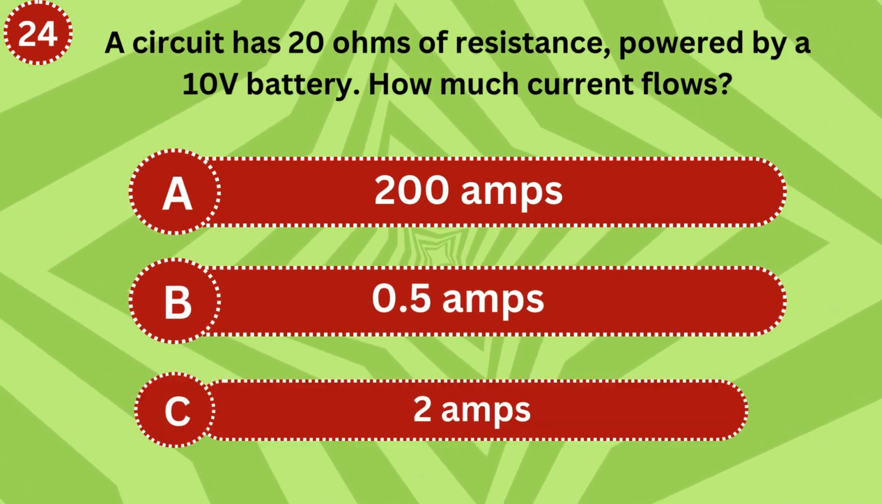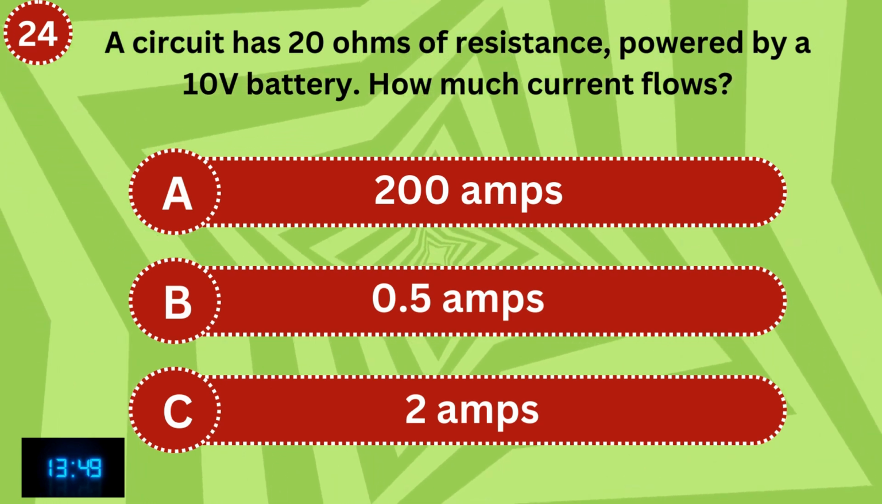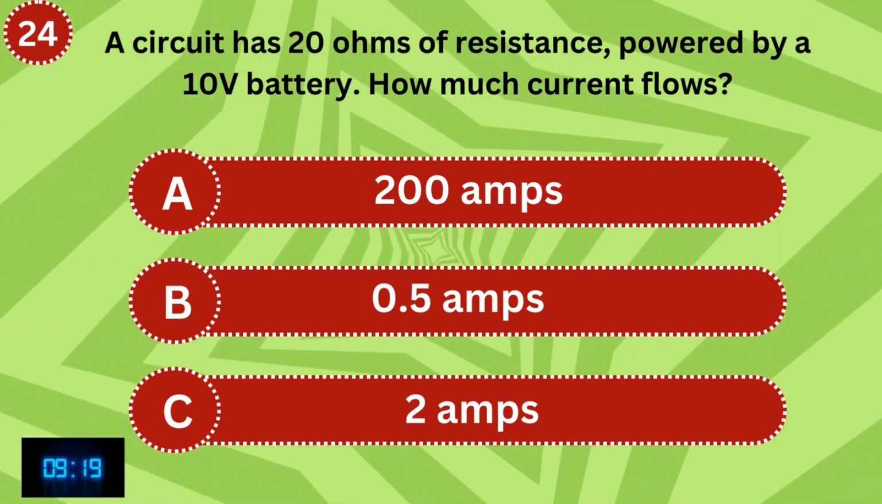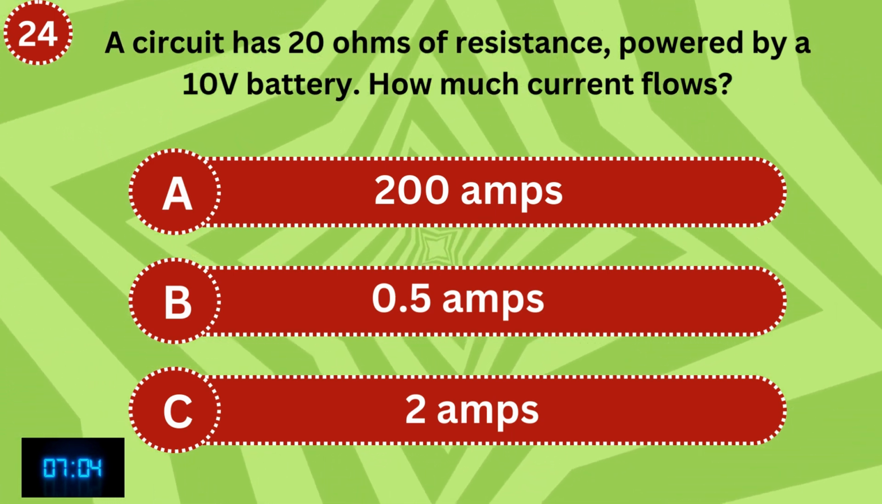A circuit has 20 ohms of resistance powered by a 10 V battery. How much current flows? 200 amps, 0.5 amps, 2 amps.